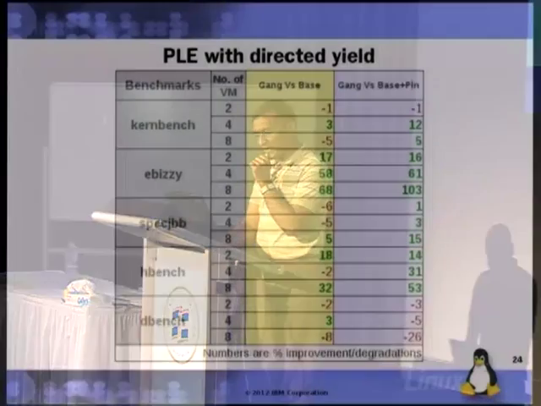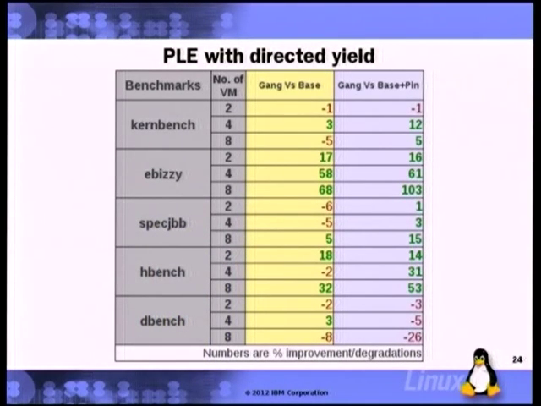The first slide here is with the PLE. This is hardware which has pause loop exit, the latest hardware, and it has software which would detect a pause loop exit and would try to give it to one of the vCPUs, because it does not know which vCPU holds a lock.